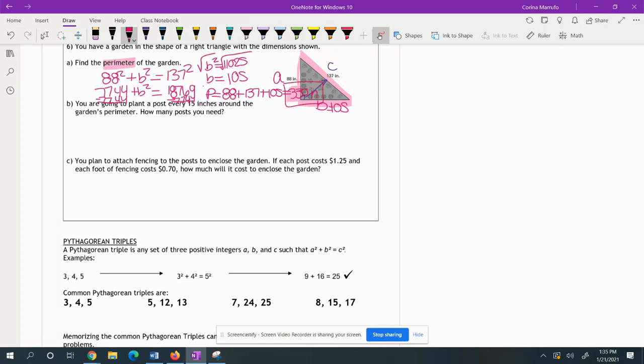The next one says you are going to plant a post every 15 inches around the garden's perimeter. How many posts do you need? So pretty much I start here, there's a post here, and then there's another one every 15 inches. So we need to figure out how many posts we need to buy. You take the 330 because that's all the way around, and divide it by 15. And that gives us 22.